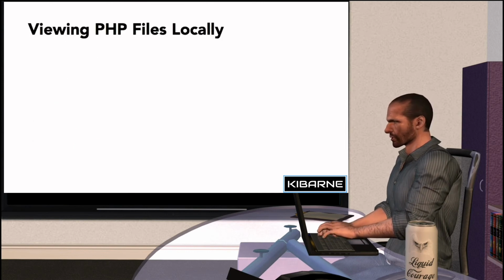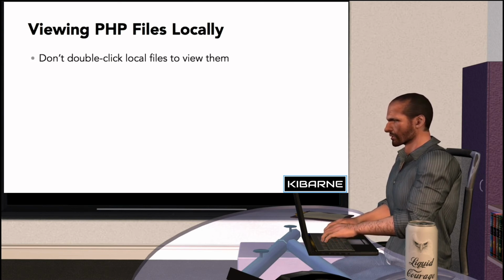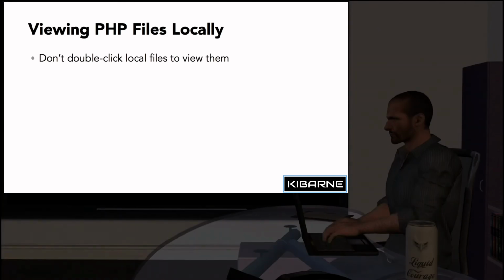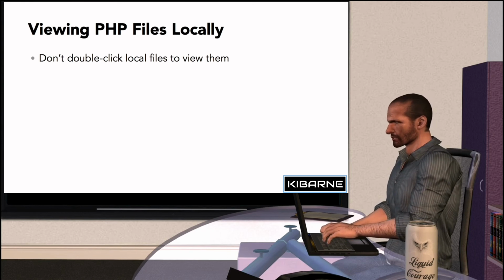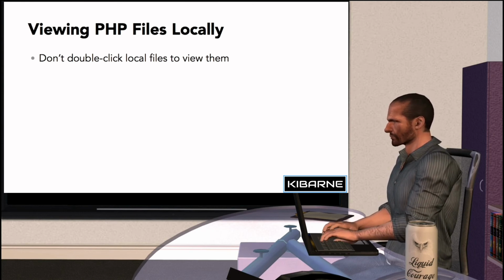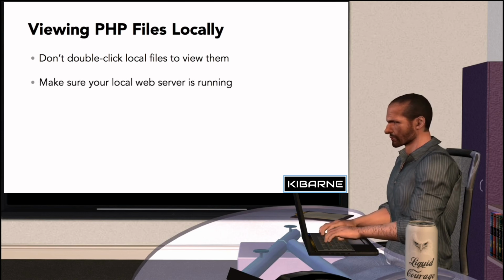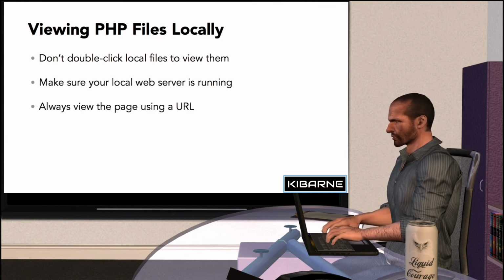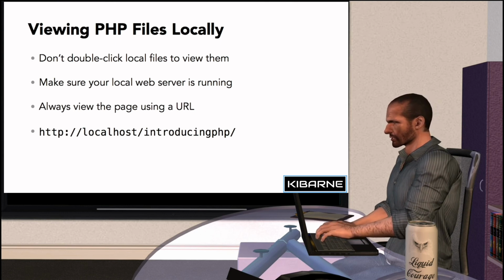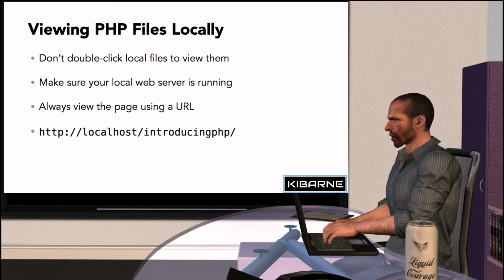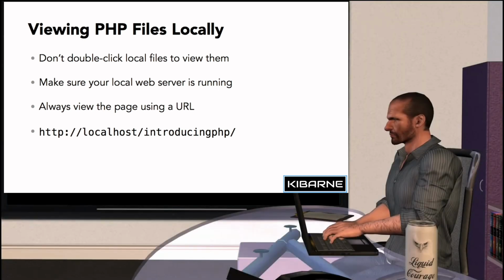The need to process the PHP script affects how you view PHP files locally. Don't try to double-click a PHP file in Windows File Explorer or the Mac Finder. It won't work. You'll either just see the raw code or you'll be prompted to download the file. Make sure that your local web server is running, and always view the page using a URL. If you're using a similar setup to me, that means http://localhost/introducingphp/, and that's followed by the location and name of the file within the Introducing PHP folder.